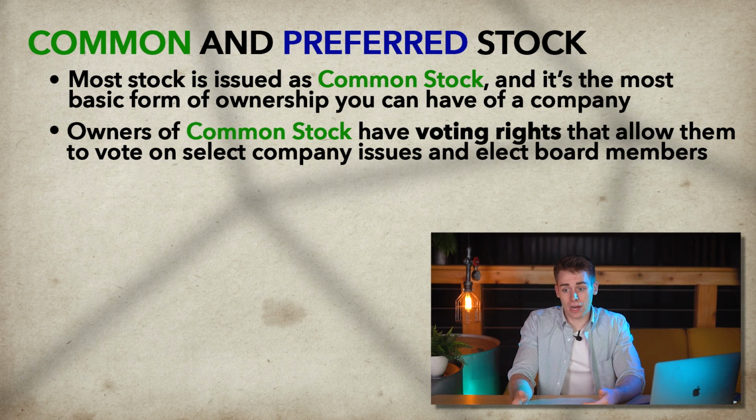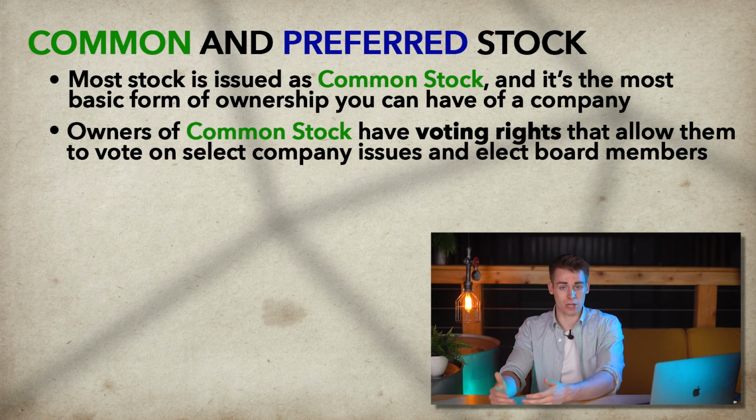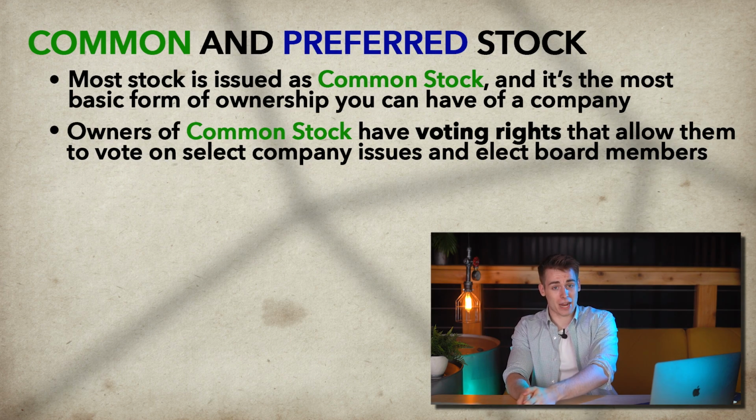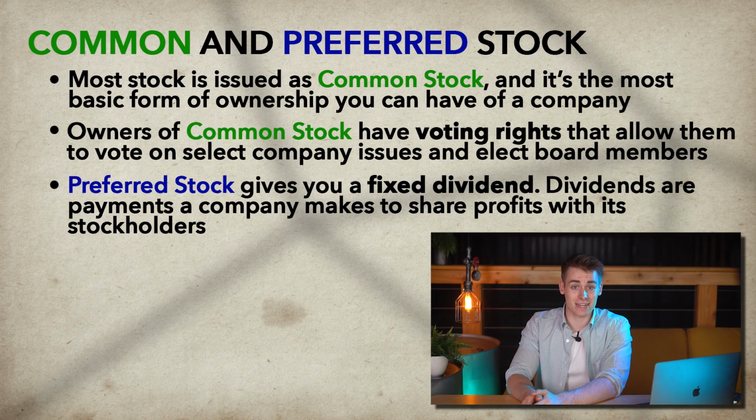You've likely heard of the phrase shareholder meetings. These are meetings that are held to give shareholders the chance to vote on things like company issues or who's elected to a company's particular board of directors. So the big kicker here, the main takeaway with common stock is that common stock gives you voting rights. Now, preferred stock, on the other hand, does not give you voting rights, but what it does give you is what's known as a fixed dividend.